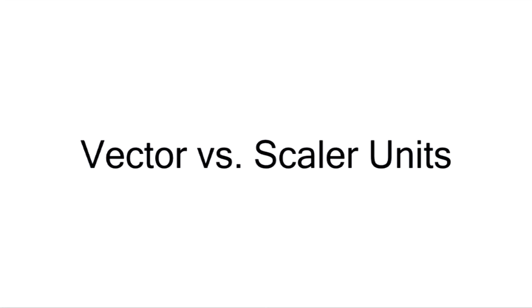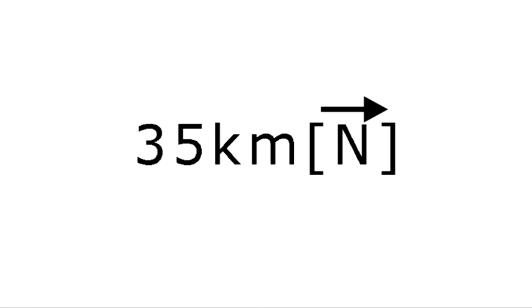Vector units have a scalar component but are followed by a direction, and the direction unit is added inside square brackets. Displacement is a vector unit because it is how far something is from a previous position, and the direction is included. An example is my house is 35 kilometers north of my school.